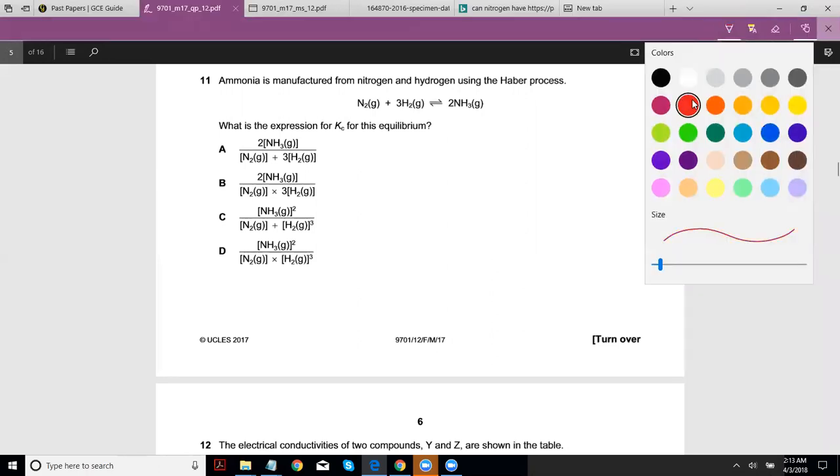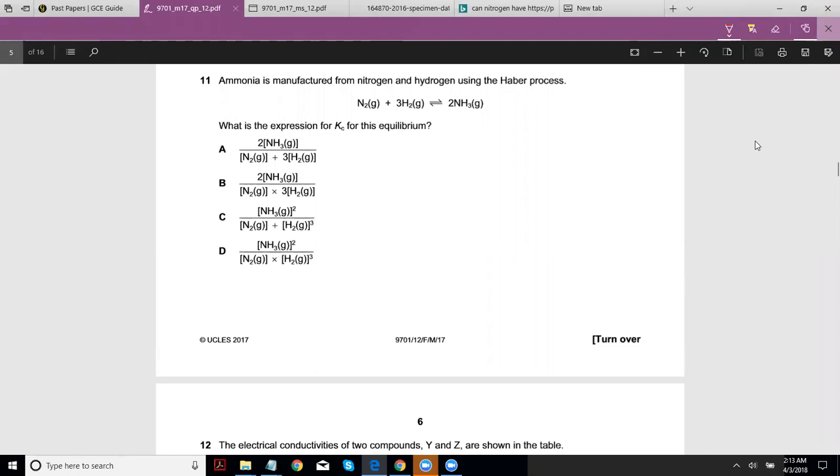So ammonia is manufactured by the Haber process. What is the expression for Kc? Remember with Kc, it's the concentration of products divided by that of reactants, and the moles should be your power. Either it's the coefficient and the coefficient's power wasn't applied to 2, so that's wrong. Either it's product over reactant, both are right. The only issue is the plus sign, it won't be a plus sign, it's multiplied. So 11 is D.